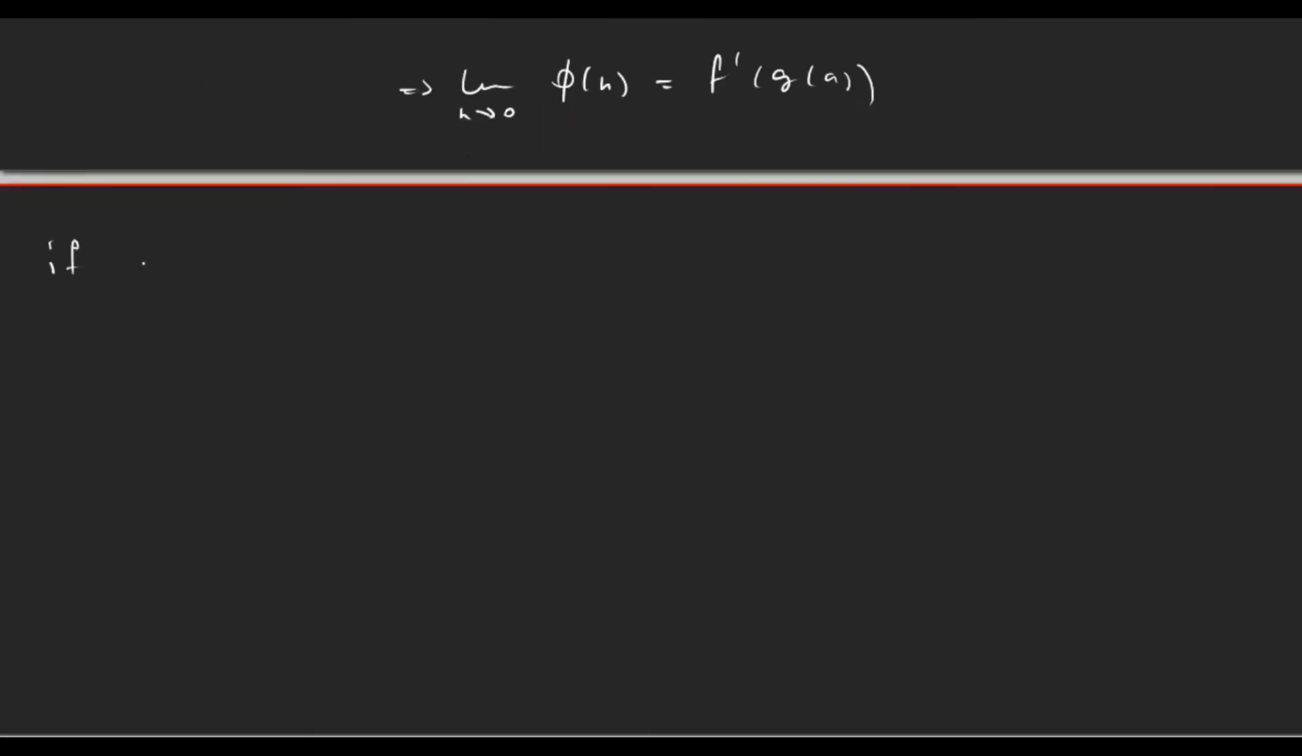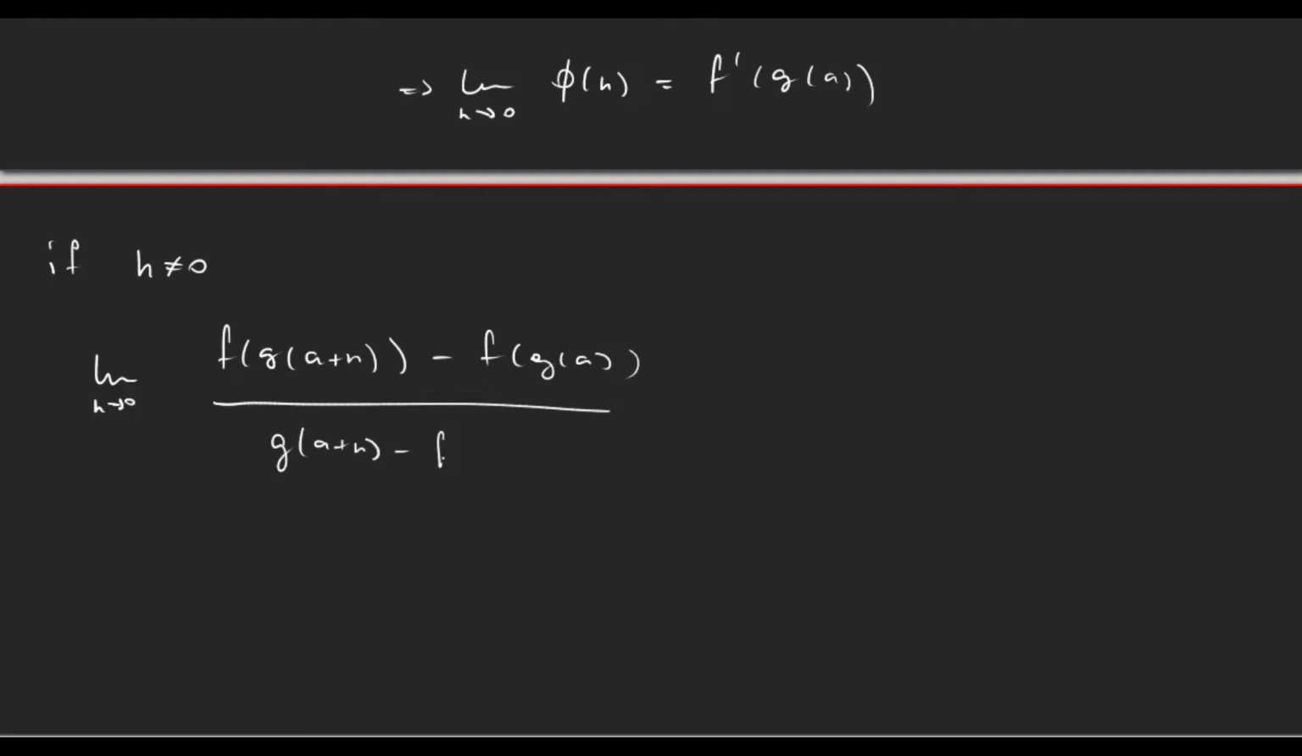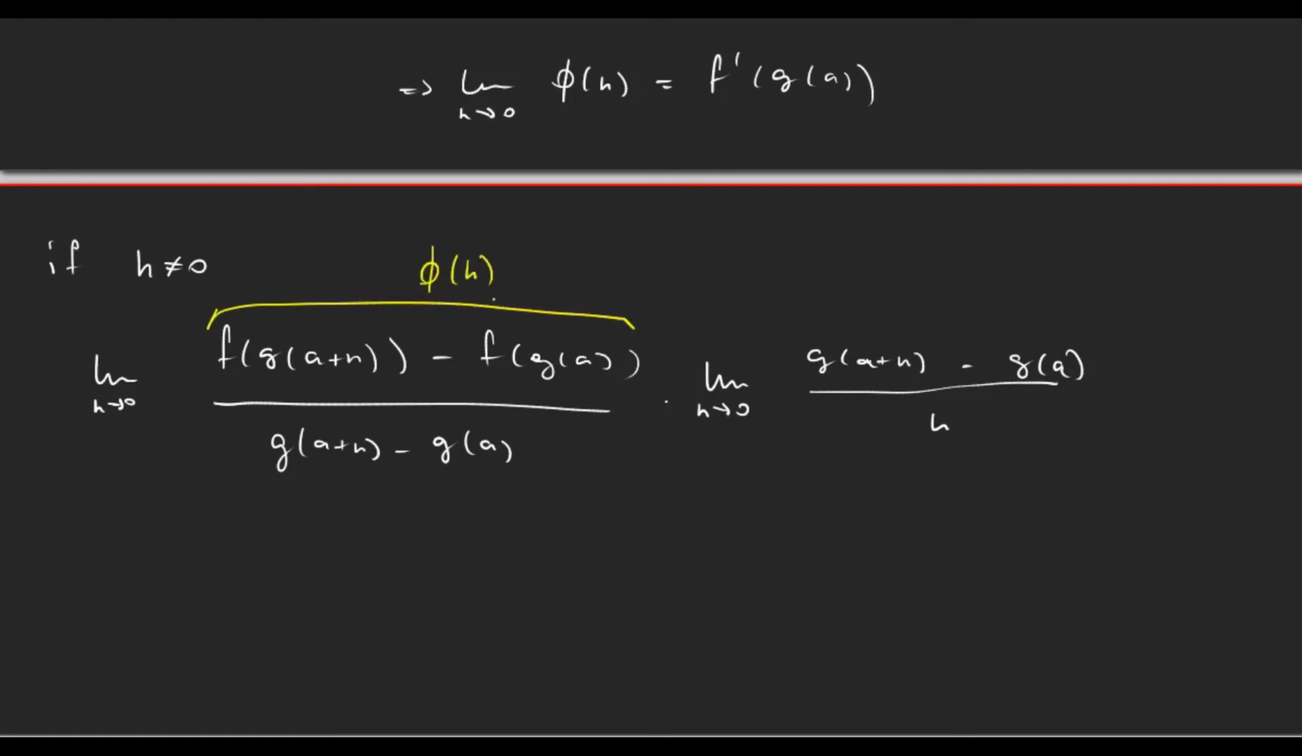So then if h is different to 0, then the limit of f of g in a plus h minus f of g in a, divided by g in a plus h minus g in a, times the other limit, because this is phi of h, then this is equal to saying the limit when h tends to 0 of phi of h times the limit when h tends to 0 of g in a plus h minus g in a divided by h.